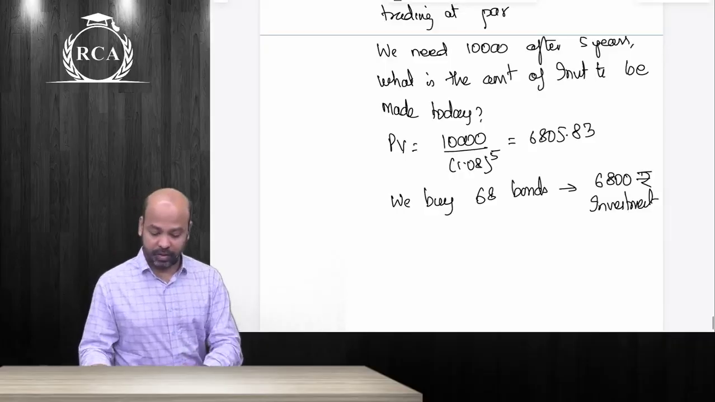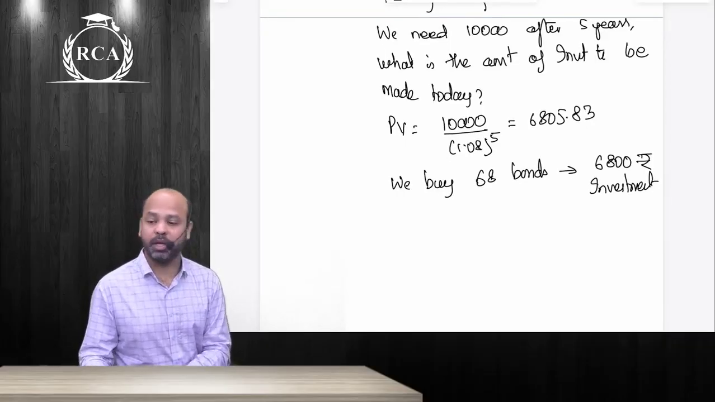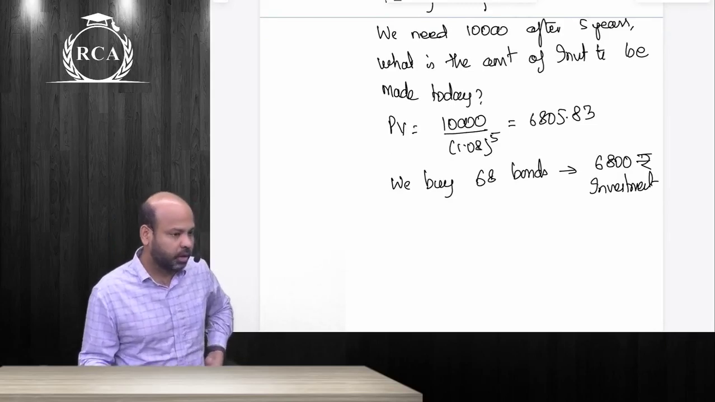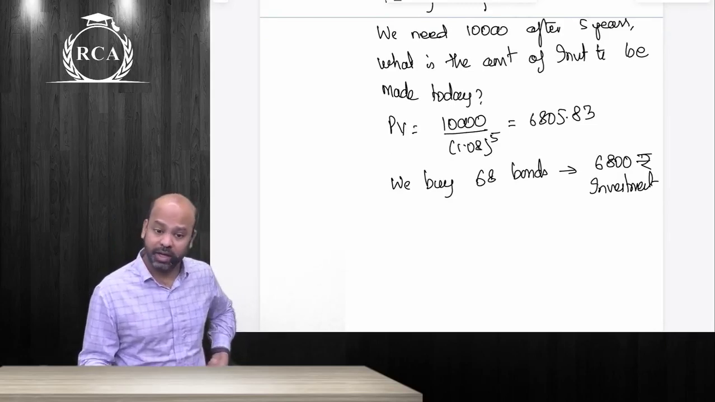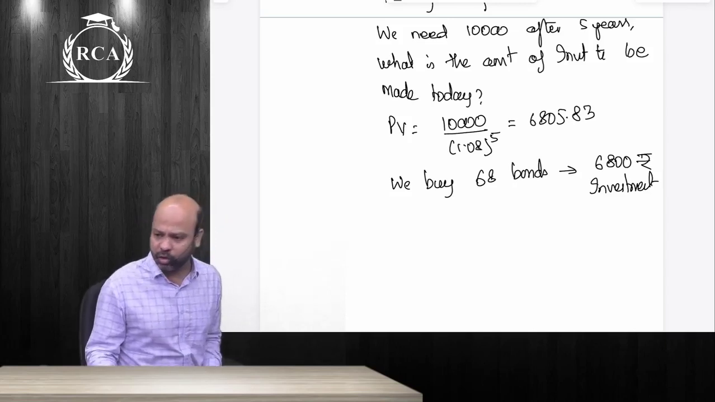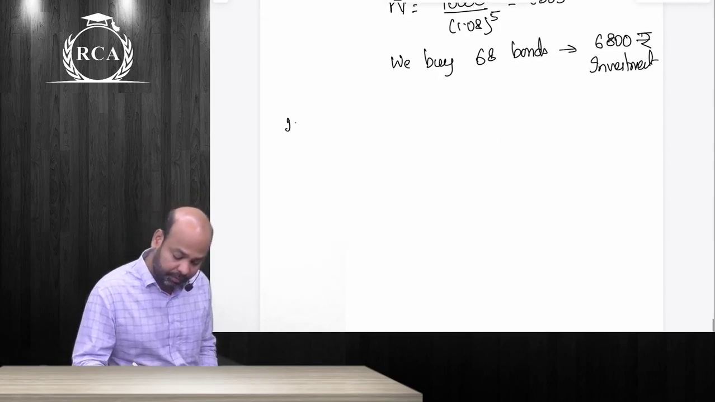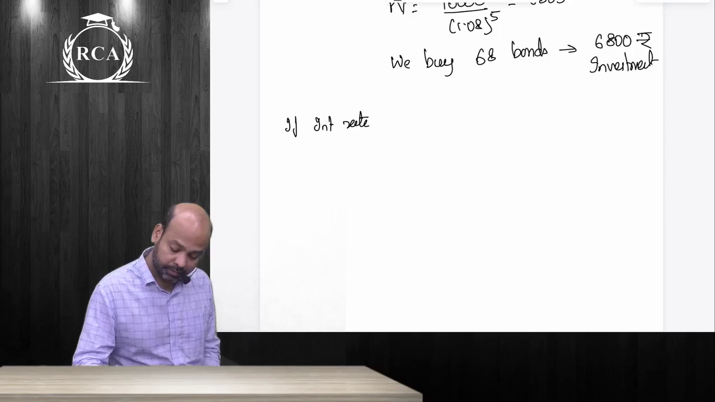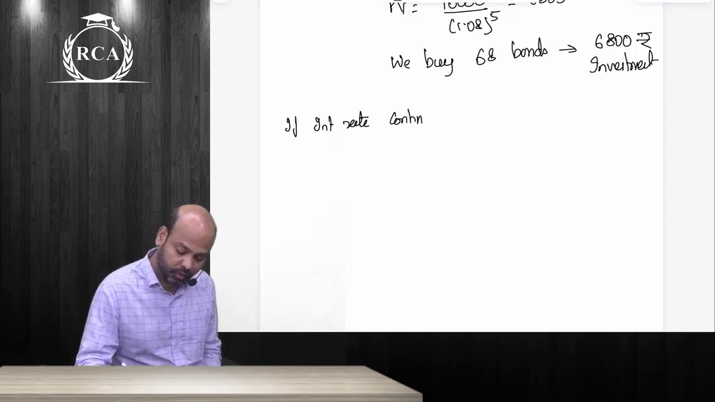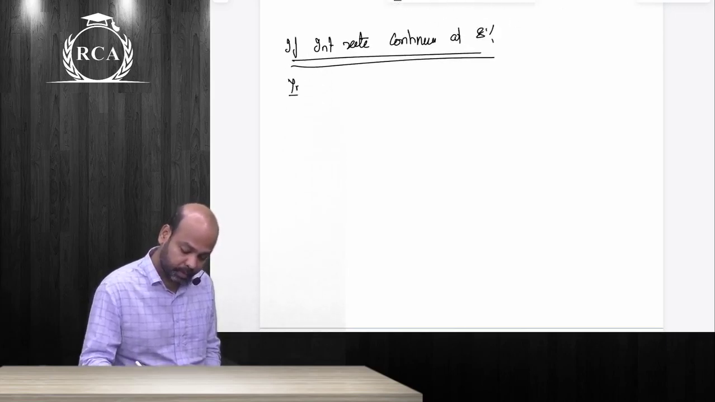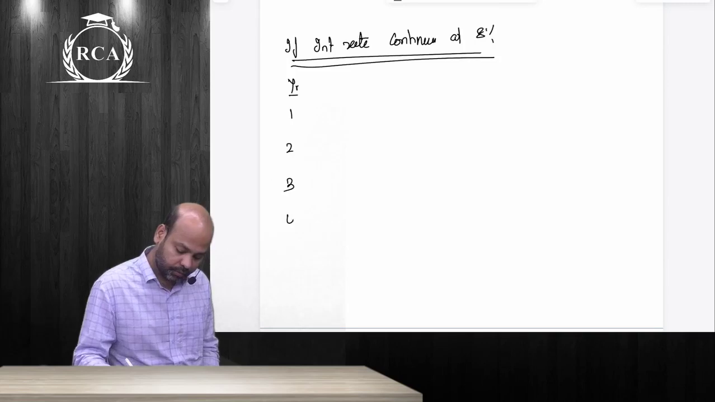So guys, we are supposed to compute our accumulated balance at the end of the fifth year if interest rates continue at 8%, or increase to 10% or decrease to 6%. Can we all do that, guys? Now, if the interest rate continues at 8%, then what will happen? Year 1, 2, 3, 4, 5.